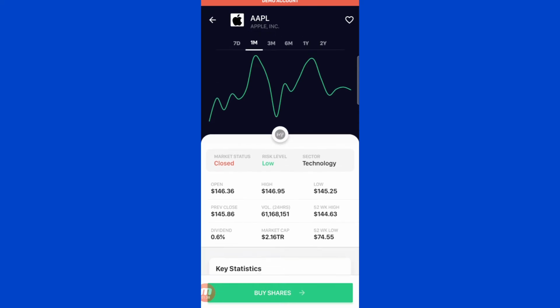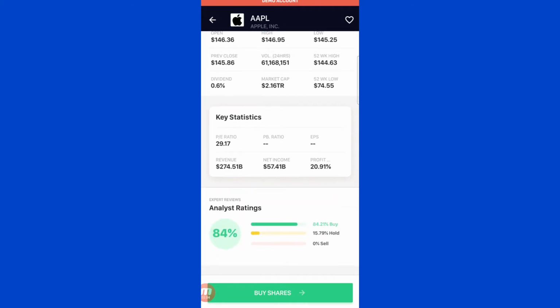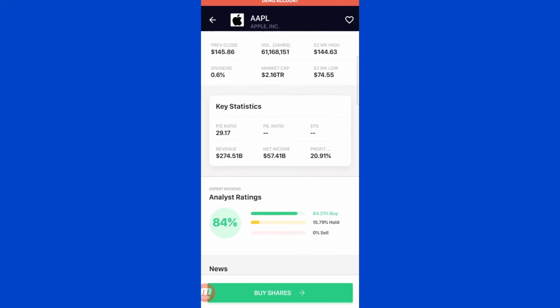Anyway, so going further down here, we can see the statistics, right? Market is currently closed, risk level low. Of course, that makes sense if you're investing in Apple. Sector technology, this is the previous opening and closing prices, the dividend 0.6%, and just basically everything you might need. Key statistics here, you have the PE ratio, you have the net income, profit, revenue, everything.